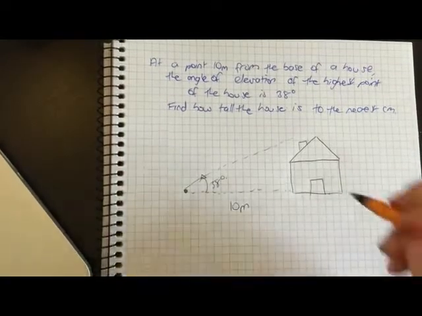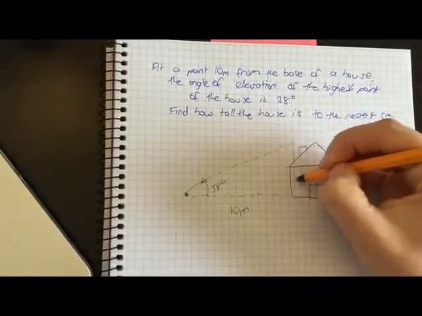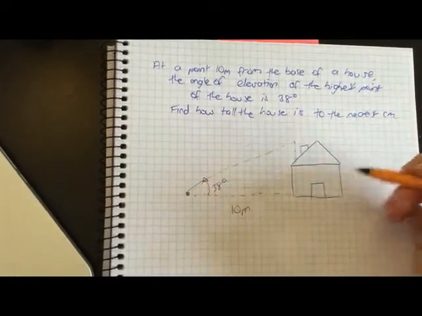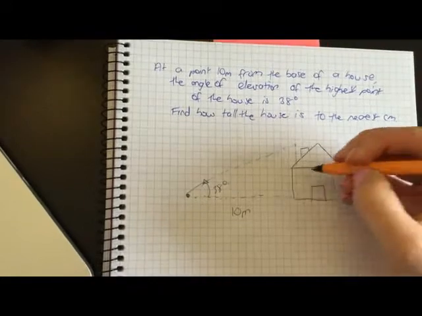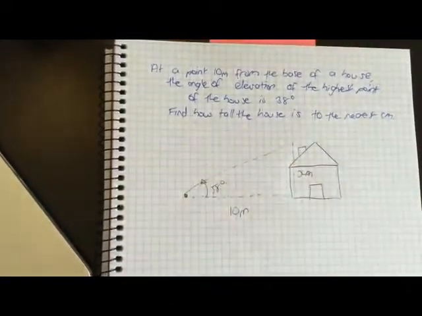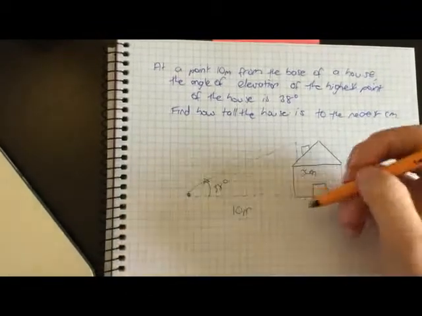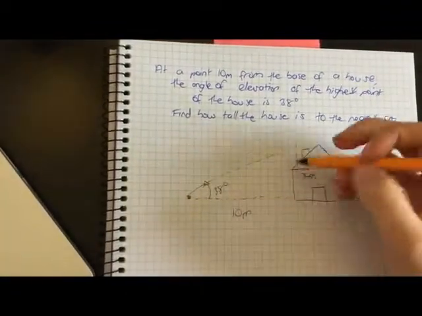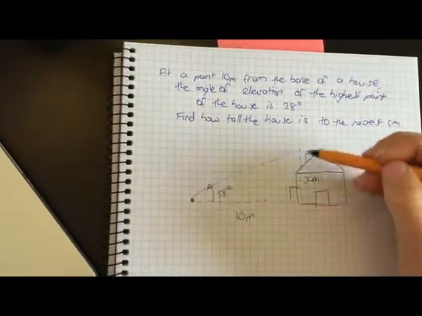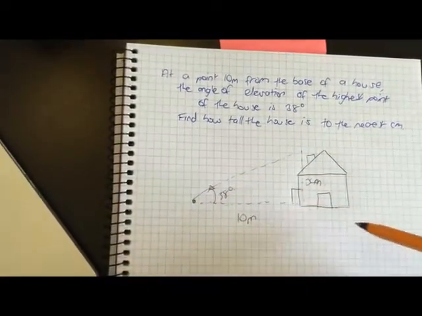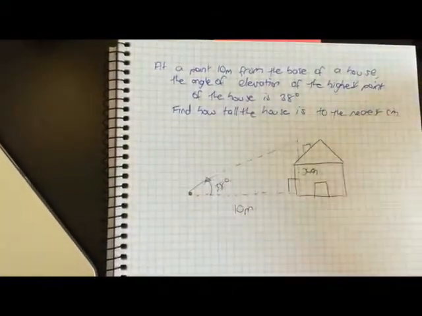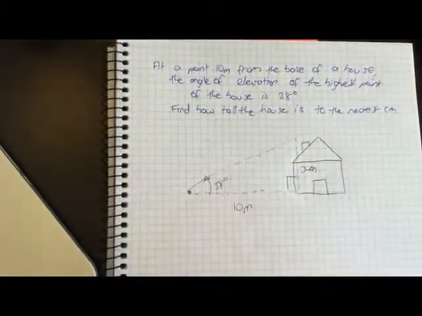All right? Now we need to find how tall the house is. So that's the vertical length here. And we don't know how tall the house is, so I'm just going to give it a letter, like x meters. Okay? Now looking at this diagram, this actually is a right angle triangle. We've got our vertical height of the house and our horizontal distance from the point to the base of the house. Now it's a right angle triangle and we can start labeling.